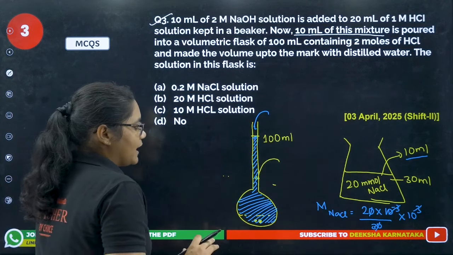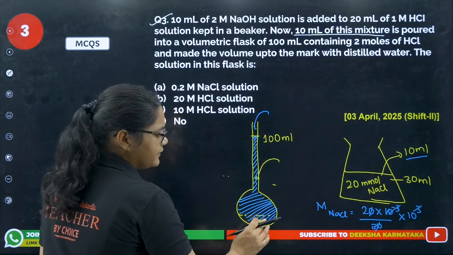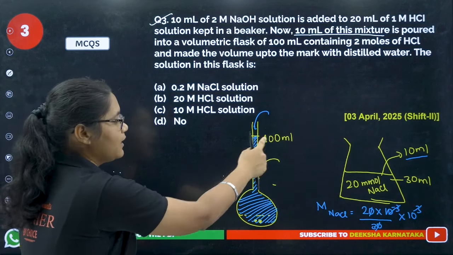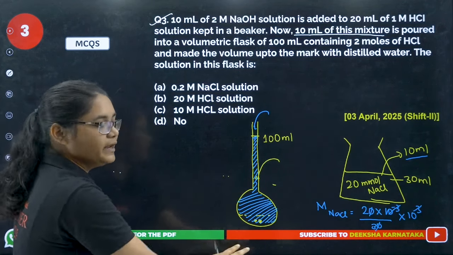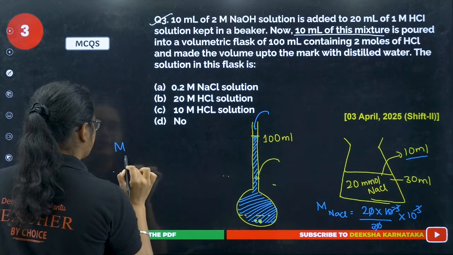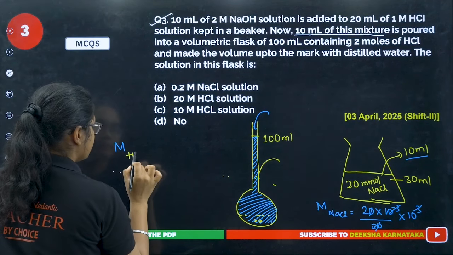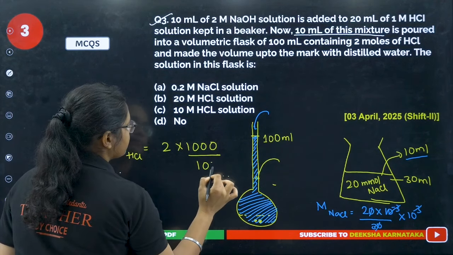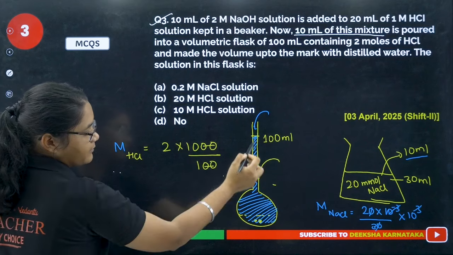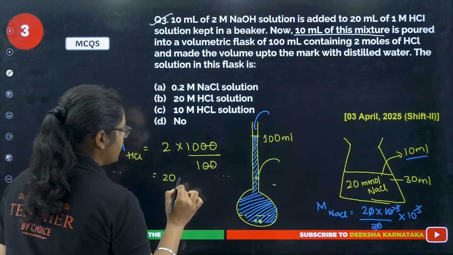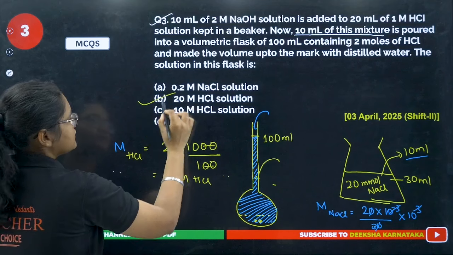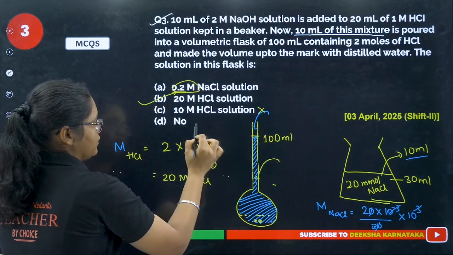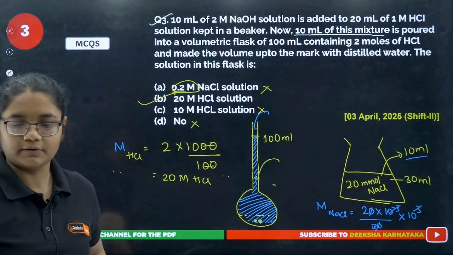Now that is not being affected anyway, but HCl is there. 2 moles of HCl was there. Now you have added water and the total volume is 100 ml. So what is the molarity of HCl? 2 moles of HCl into 1000 by 100. Why am I taking 100? Because the total volume is 100. So it becomes 20 M HCl. So this part about NaCl is definitely not correct, right? So we can exclude this option. 10 ml is wrong, right? So that is option number B here.